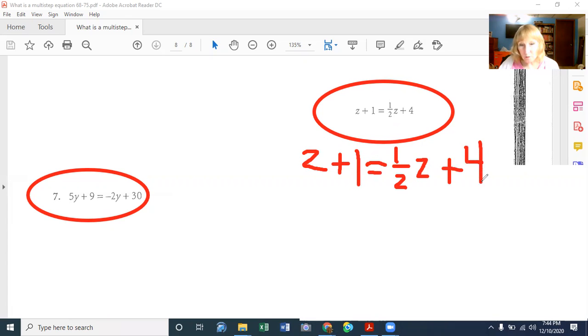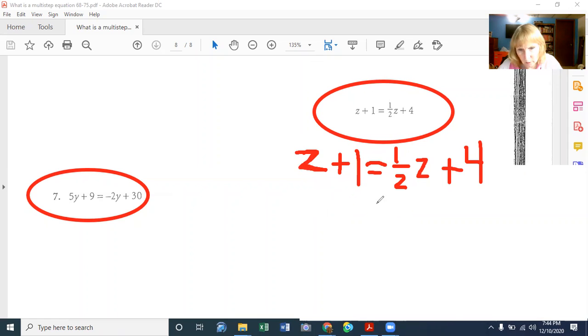Okay, so first thing I'm going to do is combine my like terms. They happen to be this time just constants. So 2 plus 1 is 3. Oh my goodness, it's not a 3. That's a z. That is not a 2. That is a z. Okay, so in order to combine my z's, I have to get them together on the same side.